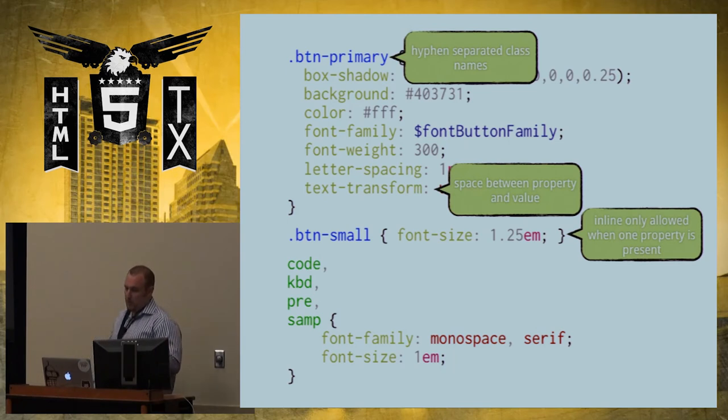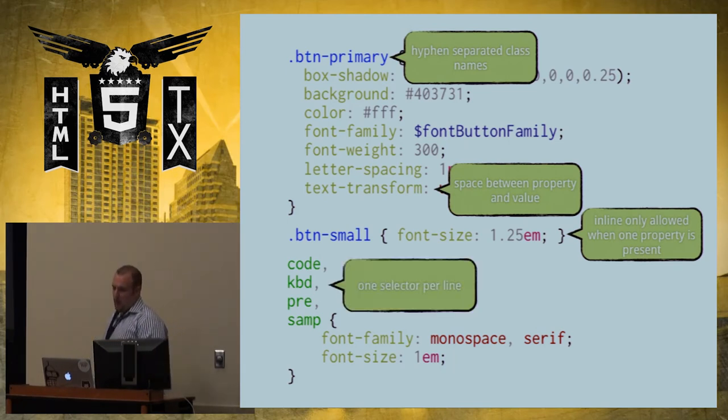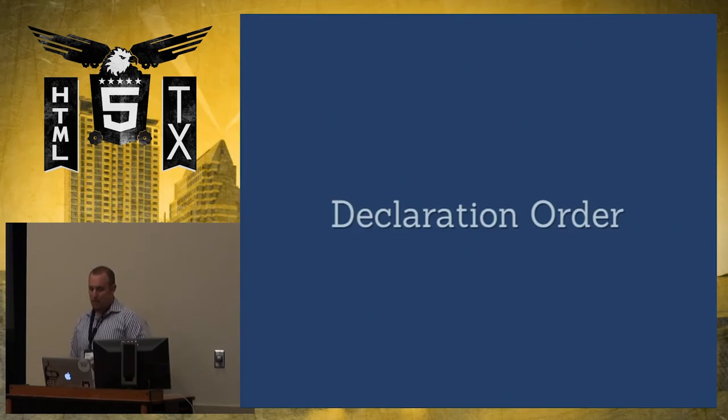It's so much easier to read. I can see where the elements are, everything. So one selector per line. I like to break it out so I can easily see what is being styled first. So each selector, one per line.